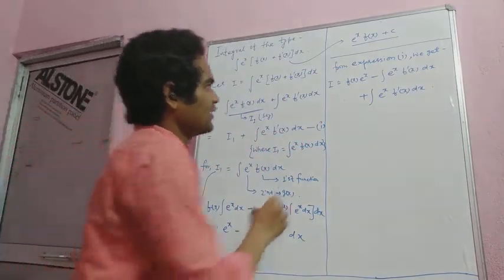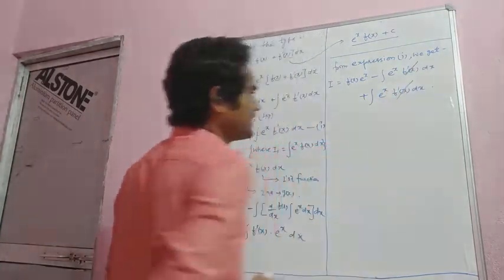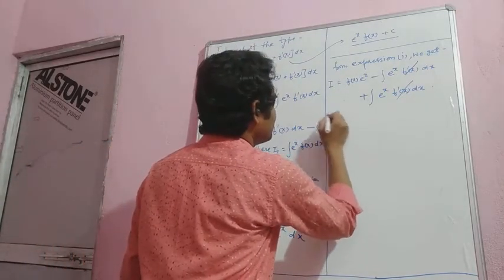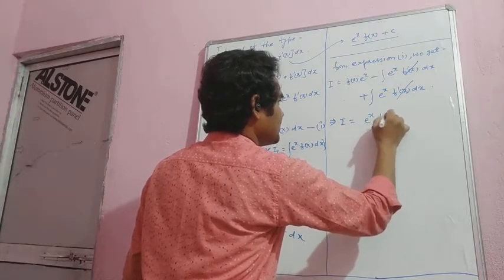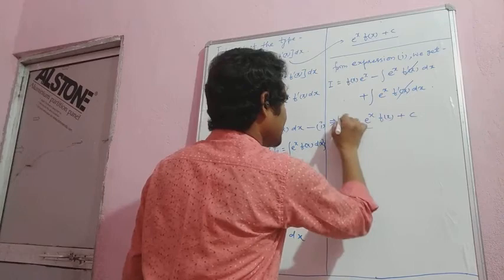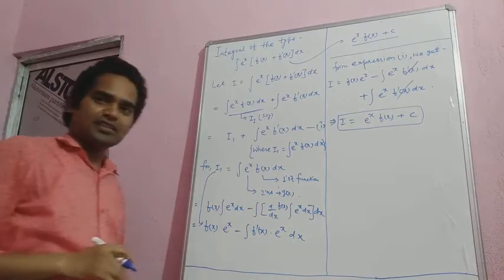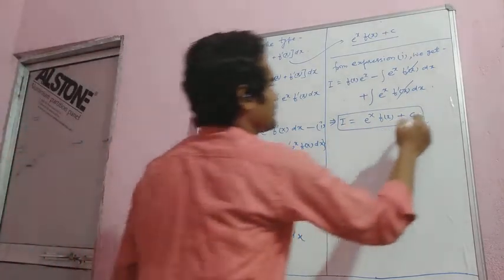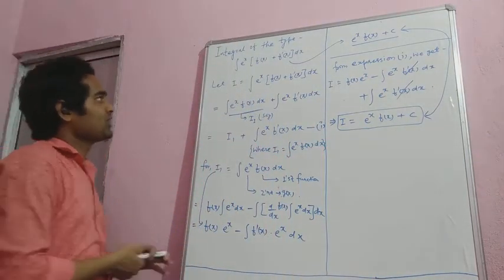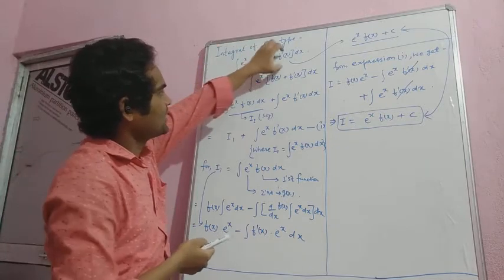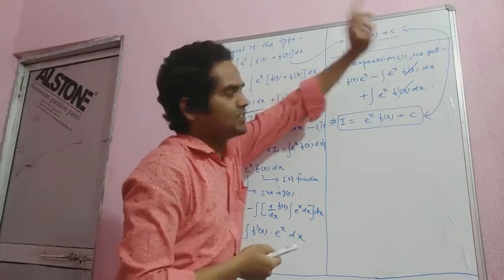Now students, here this and this will be cancelled. It will become, this implies I is equal to e to the power x f(x) plus c, which is the required integral of the type e to the power x into f(x) plus f'(x) dx. Here, students, when we are given such a type of integrand, then we can directly write its integral in this form.